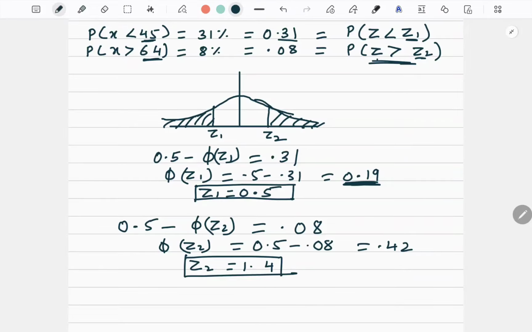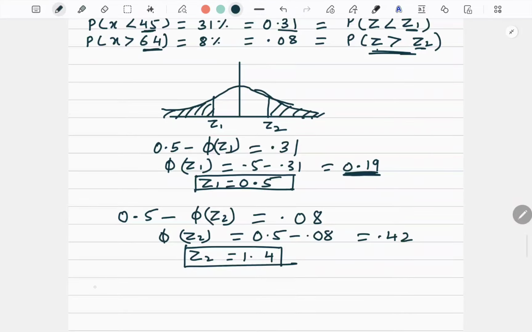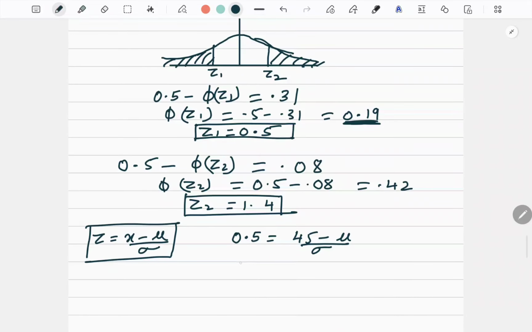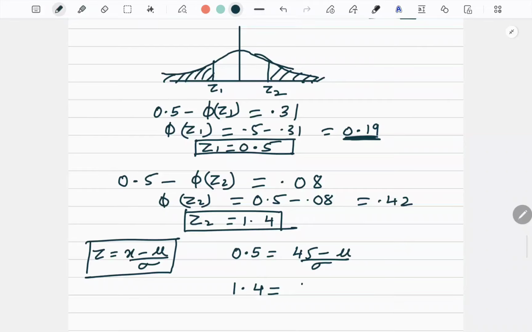Right? Now you got Z1 and Z2. So I will go for the conversion. I know that Z is equal to (x minus mu) upon sigma. So I will be using this conversion. So I have two things. For x equal to 45, Z1 is there. So Z1 is how much? 0.5 is equal to (45 minus mu) upon sigma. And same way for the second one, Z2 is 1.4, which is equal to, what is x for that? (64 minus mu) upon sigma.